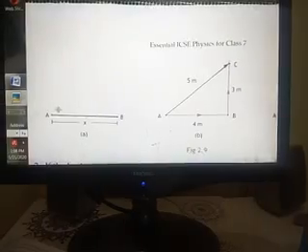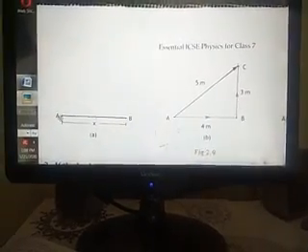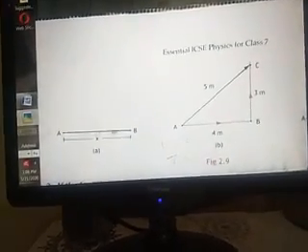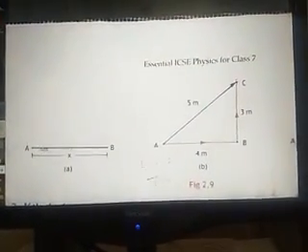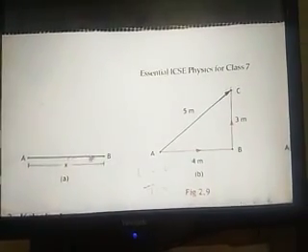So look at here. Look at this figure. A body is traveling from A to B. Okay. So here the distance is x and displacement is also x. Okay. And look at the second figure.